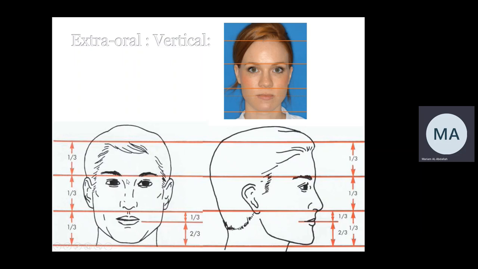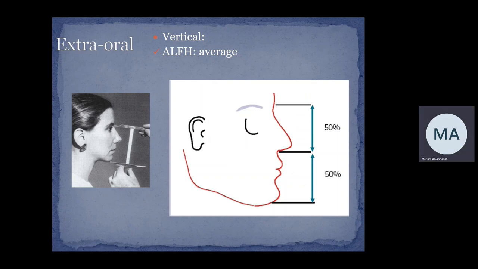So again, we have three thirds, and then the vermilion border should divide the lower facial height into upper lip occupying one third, lower lip and chin occupying two thirds. So this is a well proportioned face. So middle facial height and lower facial height should be 50-50, almost equal.